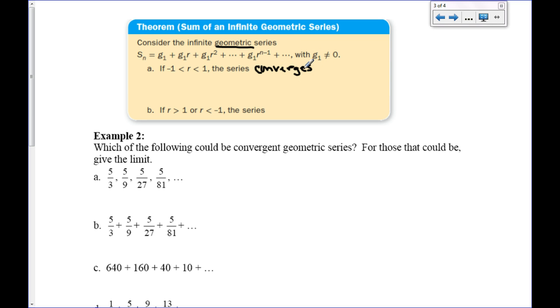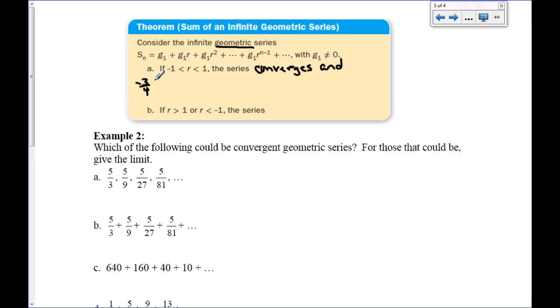Can we go to an example? Yeah, I will in a minute. So for example, if it were -3/4, is that in between those two numbers? Yes, so therefore it will converge. Or 0.5. Yeah, 0.5, it will converge.